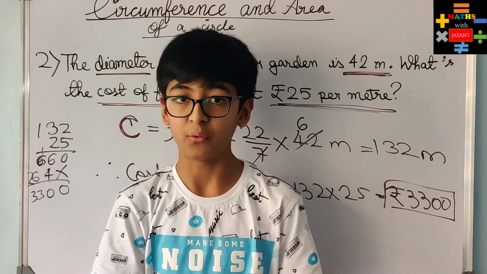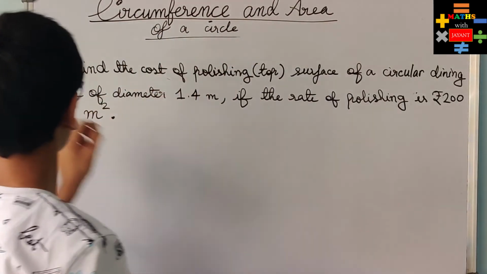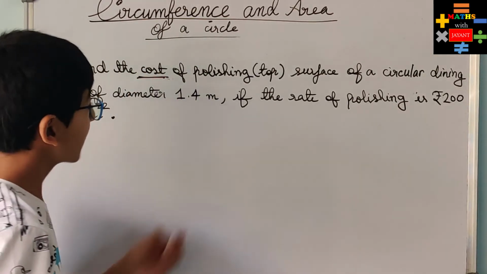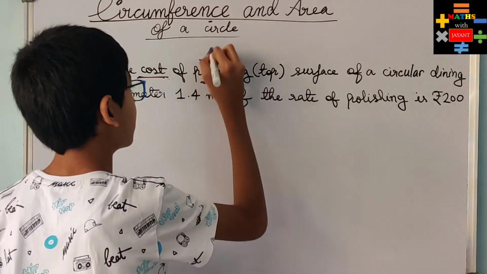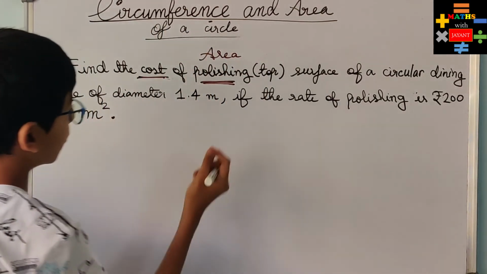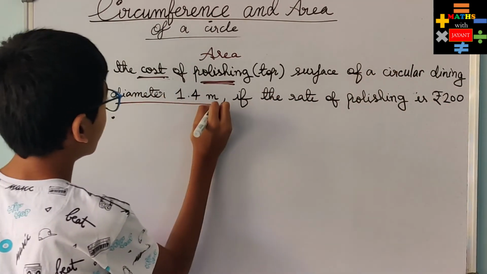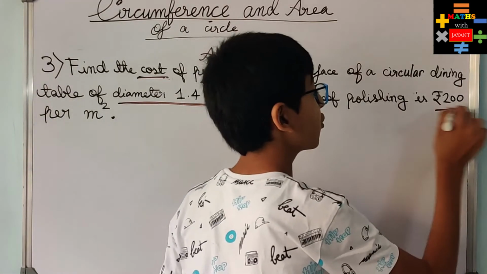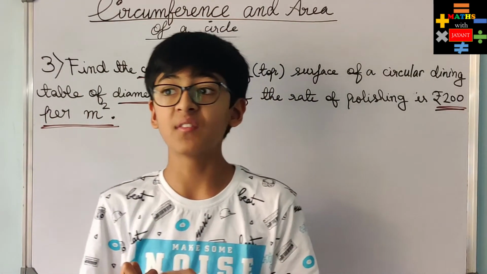Let's solve our last question now. So what is our last question? The question is, find the cost. We have another cost question like the previous one. Find the cost of polishing. Polishing means area, because we won't polish the borders, right? We will polish the entire surface. So find the cost of polishing the top surface of a circular dining table of diameter 1.4 meter, if the rate of polishing is 200 rupees per meter square. This is our question. We have understood the question.